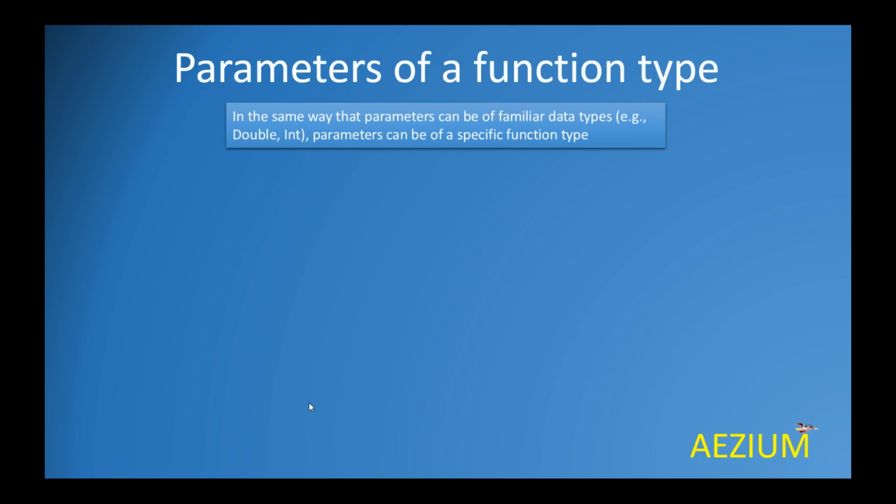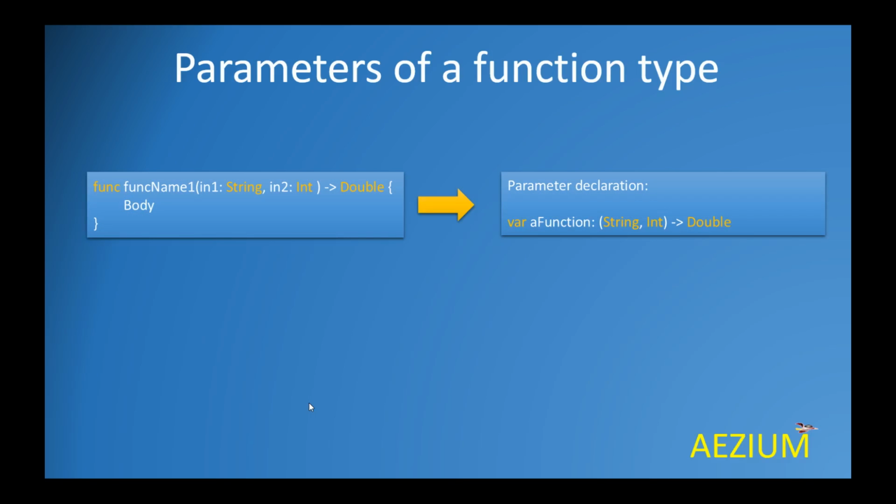In the same way that we can have parameters of the familiar fundamental types, we could also have parameters whose type is a function type. For instance, for this function definition, the function type is given here. There we are also saying that we have a variable called a function whose type is given by this.